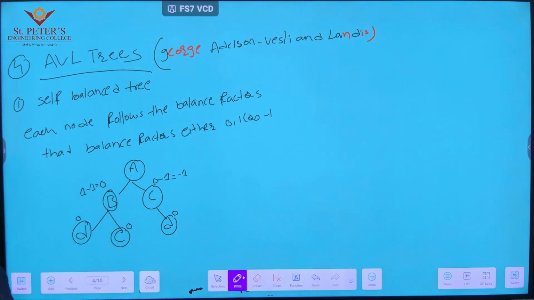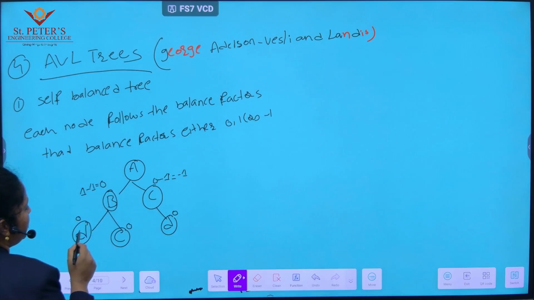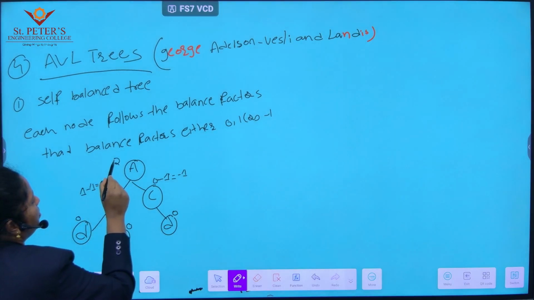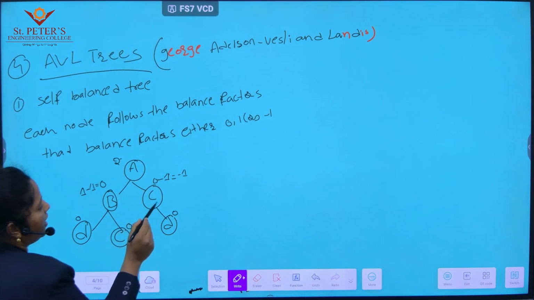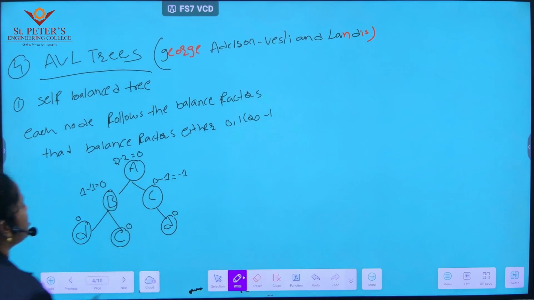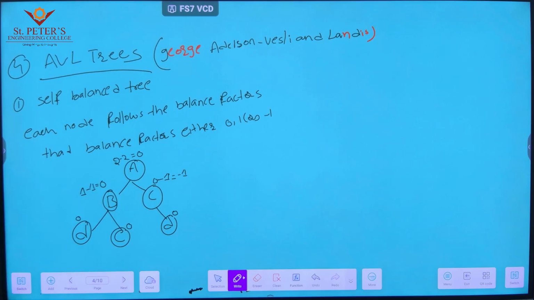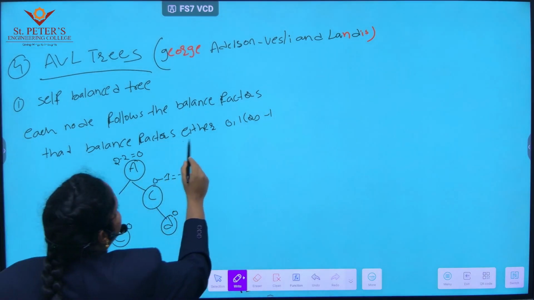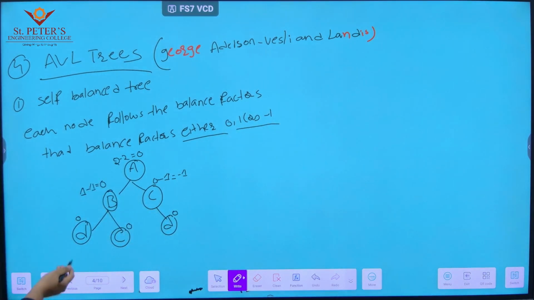Next, what is the balance factor of A here? So how many left child nodes is it having? 1 and 2. 2 minus, and how many right childs are there here? 1 and 2. 2 minus 2, 0. So the balance factor of A is 0. So the balance factor should always be either 0, 1 or minus 1. So this is about AVL trees.